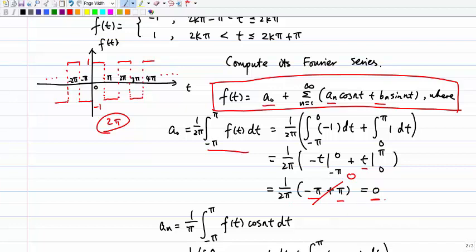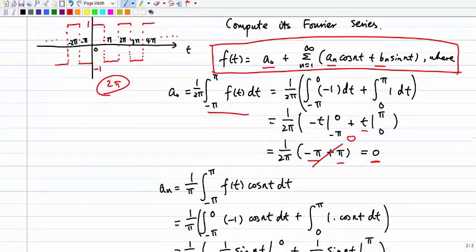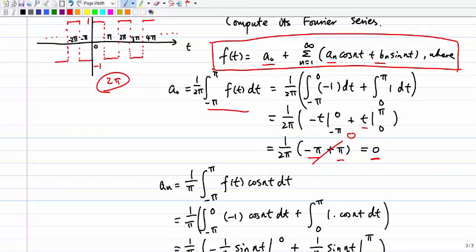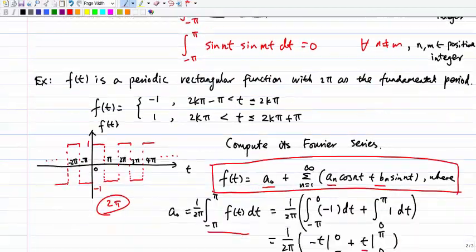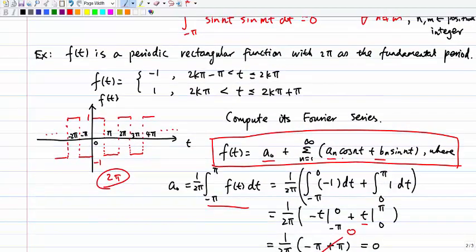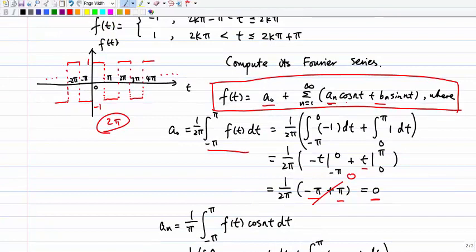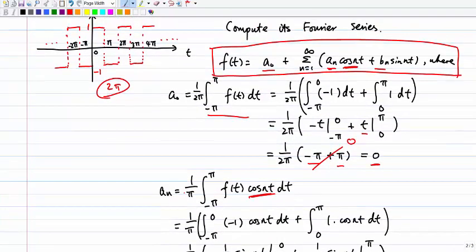Now let's take a look at what an is. An is 1 over pi, according to what I mentioned. An is 1 over pi times the integration from -pi to pi of ft times cosine nt, right? If you don't remember this, the integration has to be cosine because this is also cosine. So this has to be cosine. So it's 1 over pi, you don't include the 2 here. 1 over pi integration from -pi to pi of ft times cosine nt.